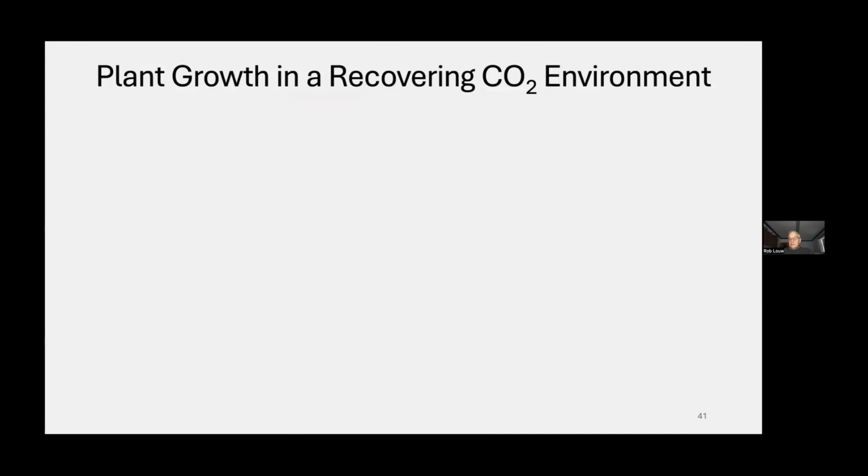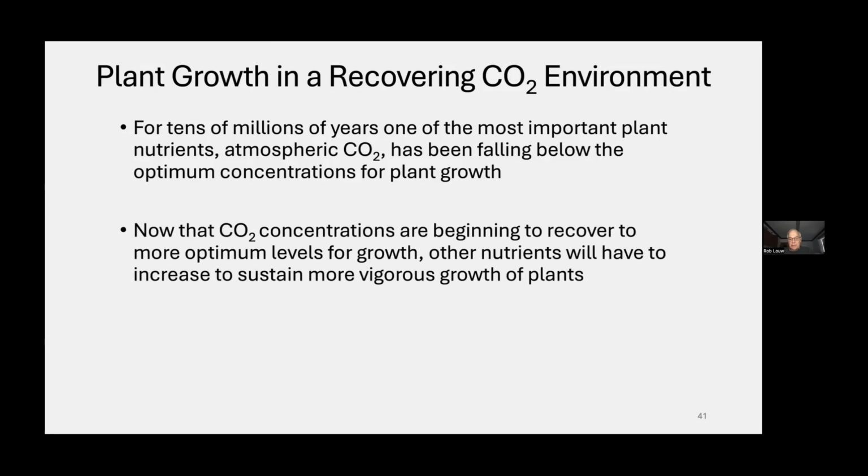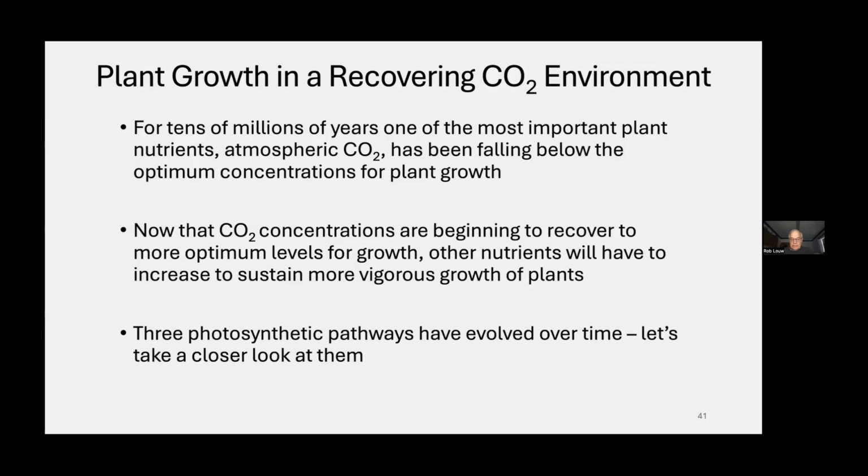So what's happening to plant growth now that we are recovering a bit in our carbon dioxide environment? As I've said several times, for tens of millions of years, one of the most important plant nutrients has been falling below the optimum concentration for plant growth. But now that the CO2 is beginning to recover to more optimum levels, other nutrients will have to increase to sustain more vigorous growth of plants, which is pretty obvious from the slide which I've just shown you.